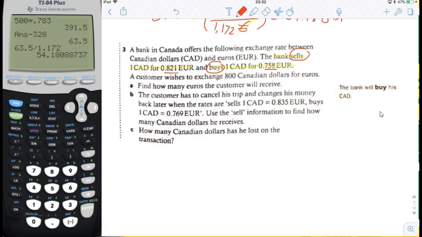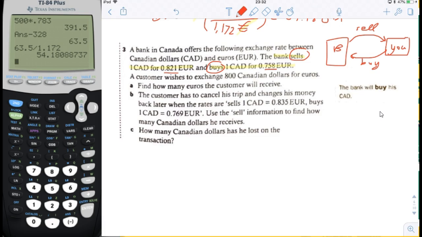Okay? So I'm going to draw a little diagram. I'm going to draw the bank, and then I'm going to draw you, or the customer. When the bank delivers some currency to you, they are selling the currency. When they take a currency from you, they are buying.